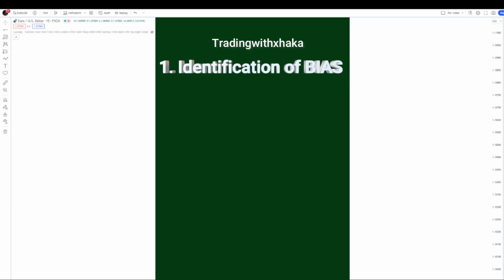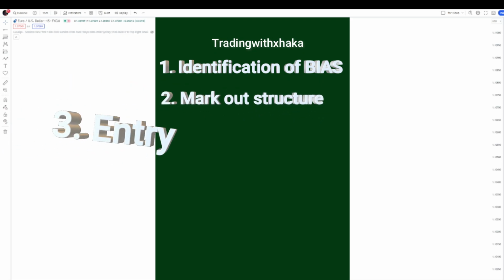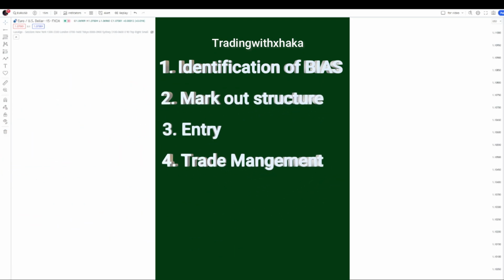So we have four things we put into consideration on this strategy. Number one is identifying your buyers, then marking of structures, entries, and trade management. These are the four things we use. We start by identification of our buyers.